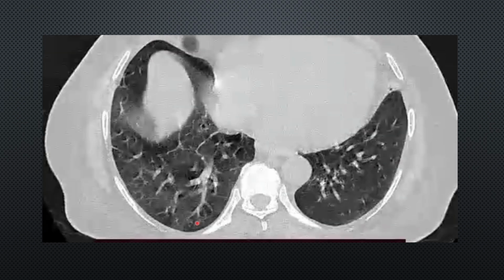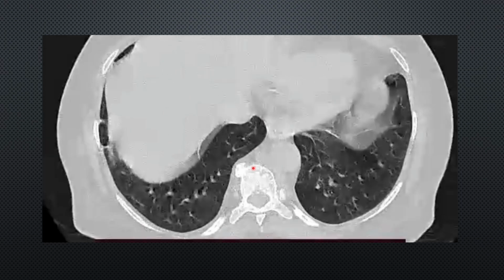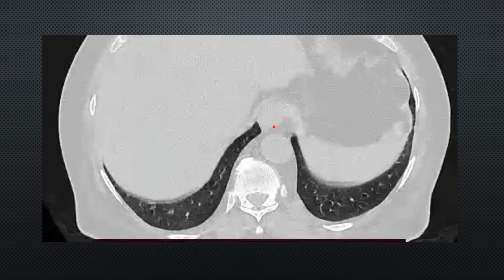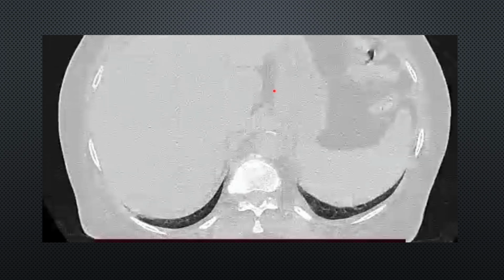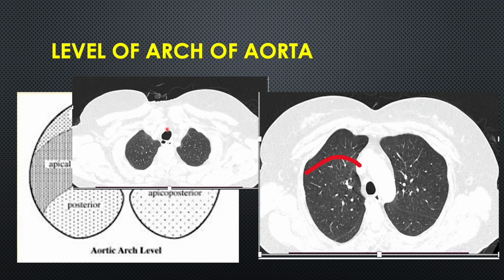So when we are looking at it this way, we first identify the major landmarks: the division of the trachea, the aortic arch level, the origin of the pulmonary artery. Now let's break it down further and see how to identify the individual segments. So let's come to our first level, which is the level of the arch of aorta. This is what we are seeing, the level which is just below this.